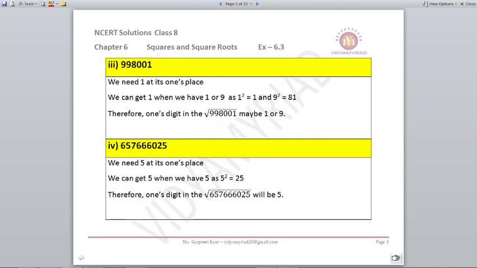998001. Again 1 is there. So 1 can come either from 1 or from 9. Then 66025. 5 can only come from 5 square, that is 25. So the number has to have 5 at its ones place for the square root.